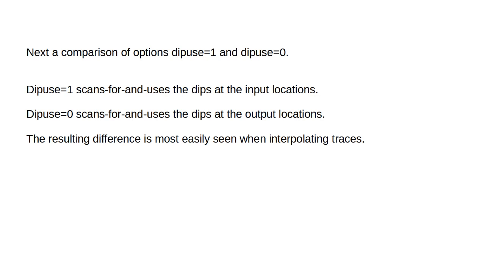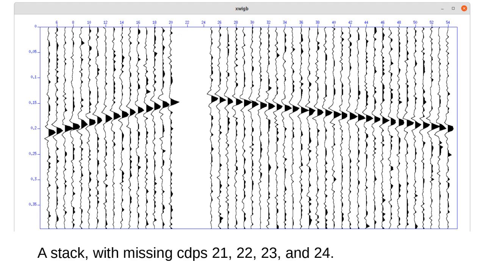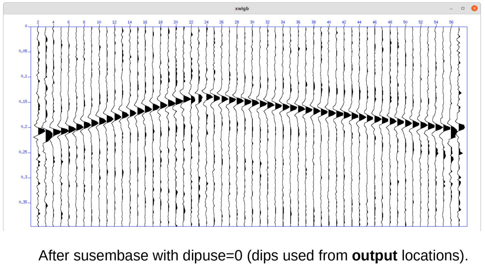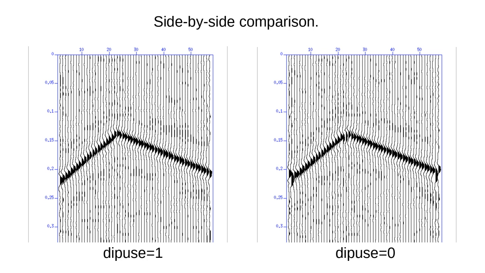Now an examination of dip use equals 1 versus dip use equals 0. A test stack. Output using dip use equals 1. This option derives and uses dips at the input locations. Output using dip use equals 0. This option derives and uses dips at the output locations. A side-by-side comparison.